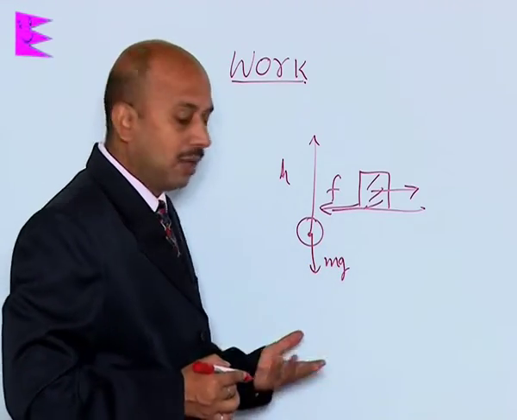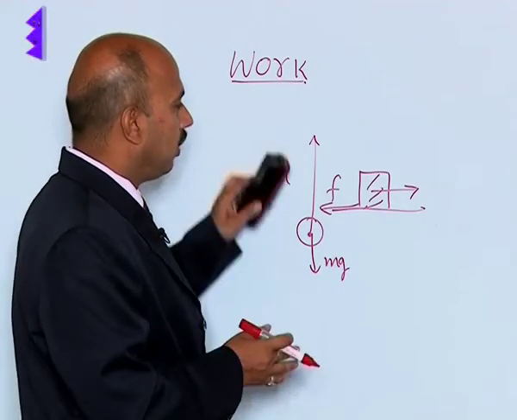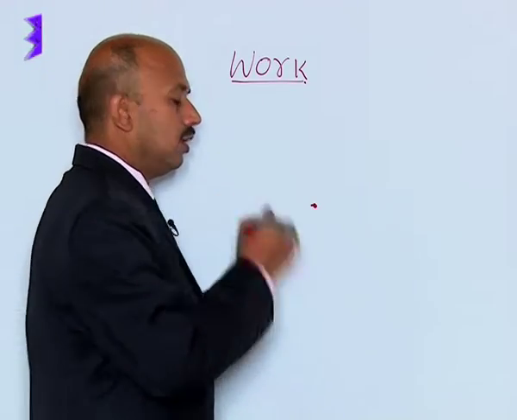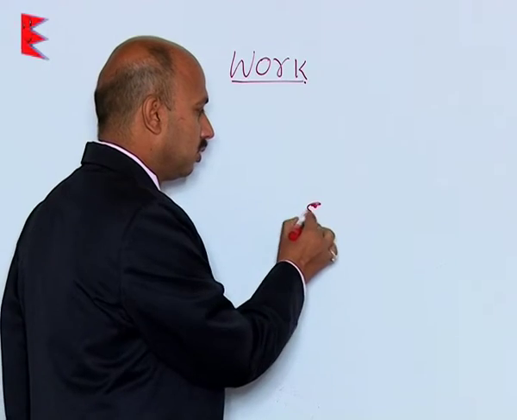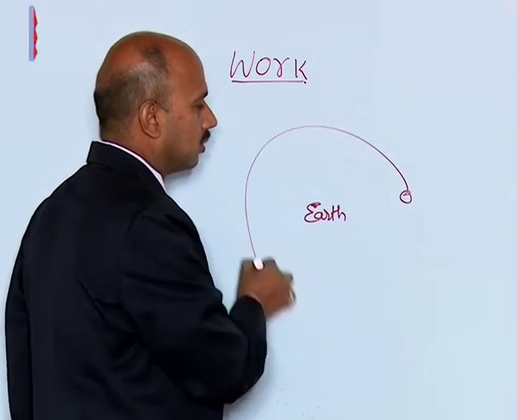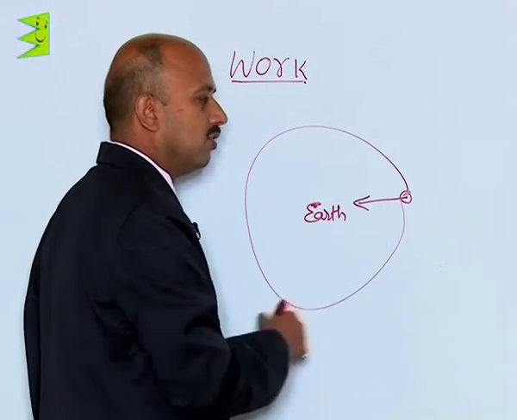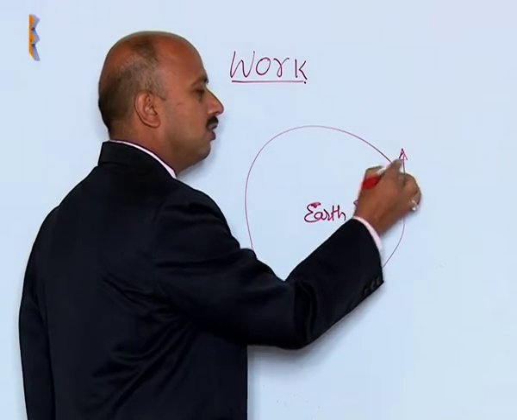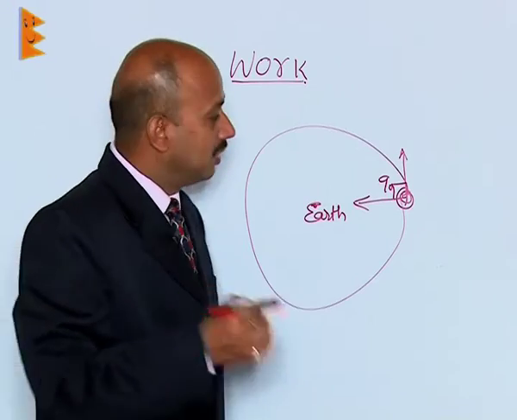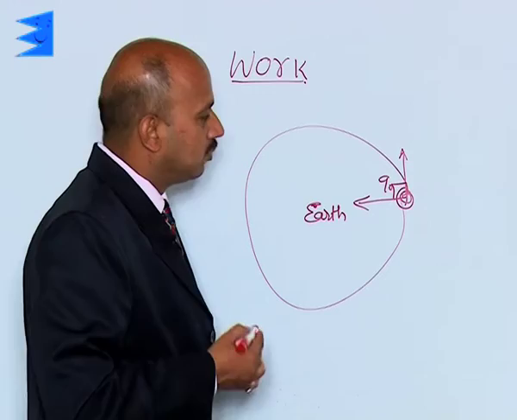Similarly, we can take the example of the 0 work done. Suppose earth is here and the moon is revolving around the earth. In that case, gravitational force is acting to this side, the body has velocity to this side. So, this angle is 90 degree. So, work done by the gravitational force of earth is 0, because the angle between the force and displacement is 90 degree.